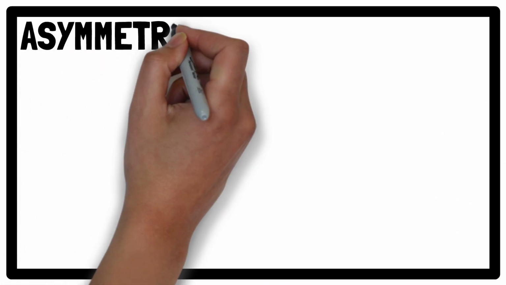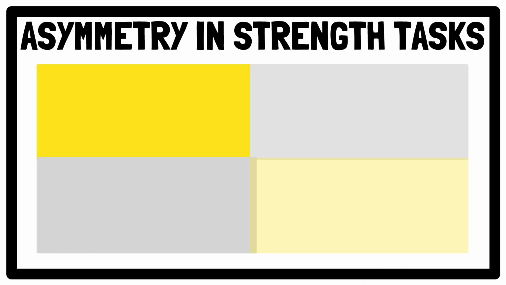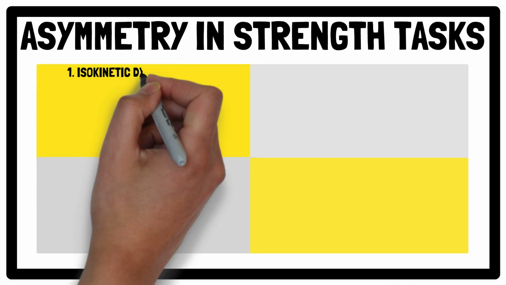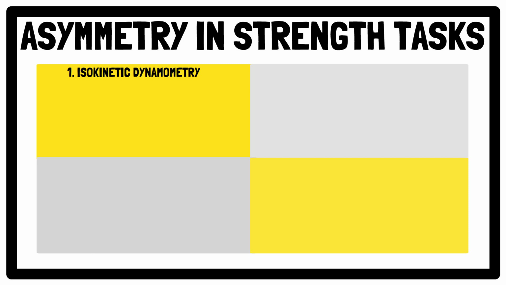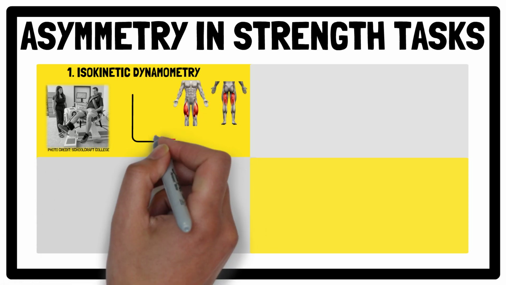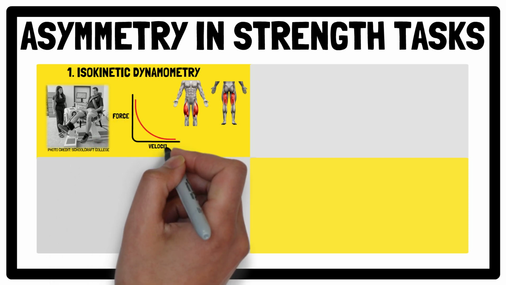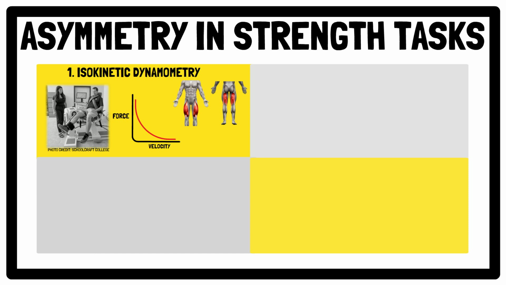There are 4 ways to assess interlimb asymmetry in strength tasks. First off, isokinetic dynamometry of the lower limbs can be used to provide a reliable and detailed profile of asymmetry, given that between limb data can be obtained for both the quadriceps and hamstrings at varying speeds of movement. This is useful if you want to bias an assessment toward either force or velocity. However, this equipment is often confined to labs.